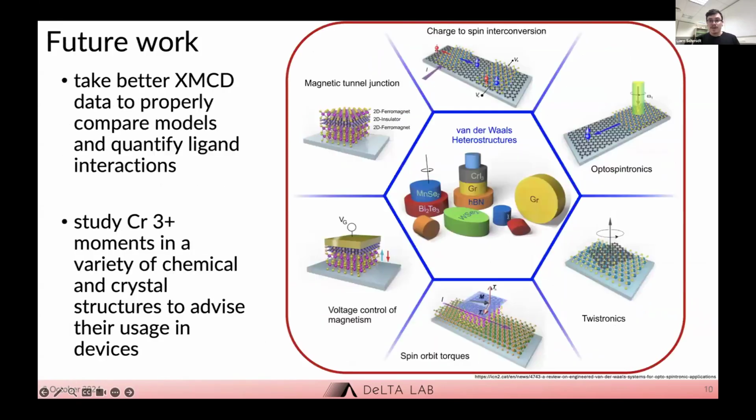In the next few weeks, we will have collected more reliable XMCD data from Beamline 4.0.2 at ALS, and from this data, we'll then compare the results to the two models that I discussed. In the coming months, we plan to extend our research to use X-ray spectroscopy techniques to study Cr3+ moments in a wide range of chemical and crystal structures. And by doing so, we hope to provide guidance for the use of chromium-based magnets in a wide range of devices.